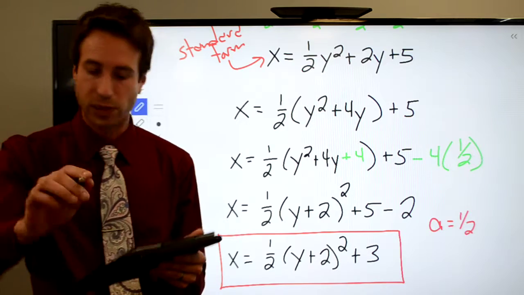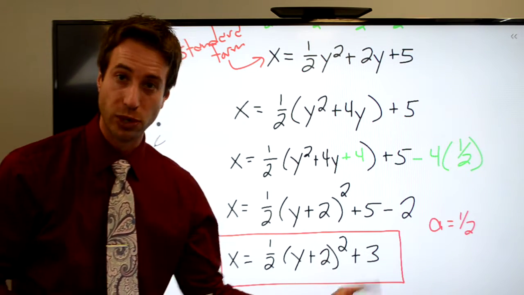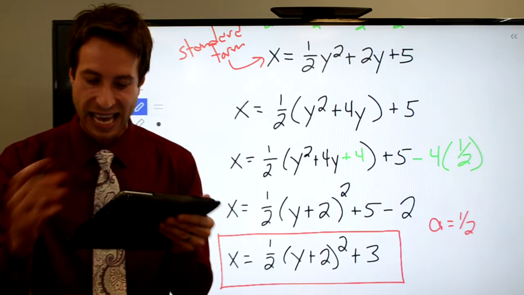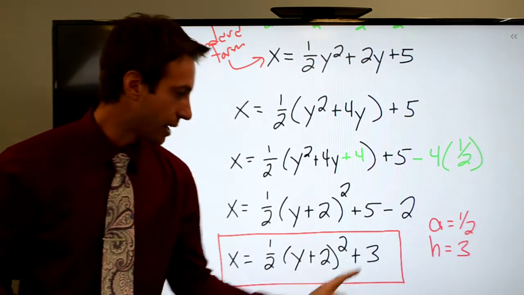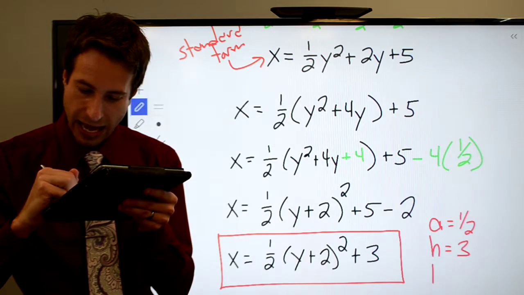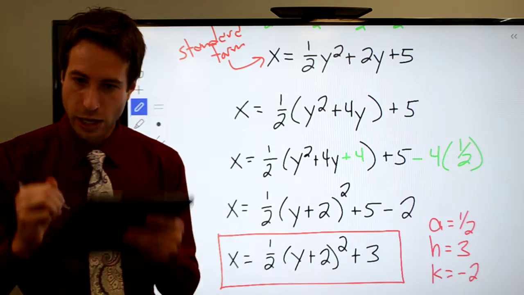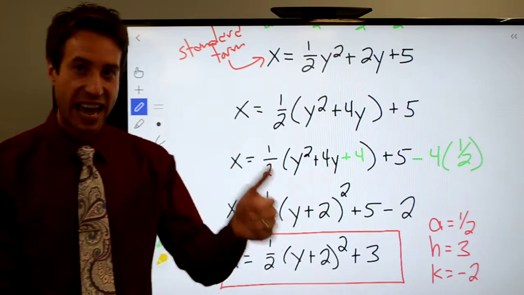So, just please be very, very careful when we go horizontal. That k and h have switched places, and now it's the k that's going to be the opposite. So my h is 3, right? It's just whatever's back here. Keep the sign it is. And the k is minus 2.